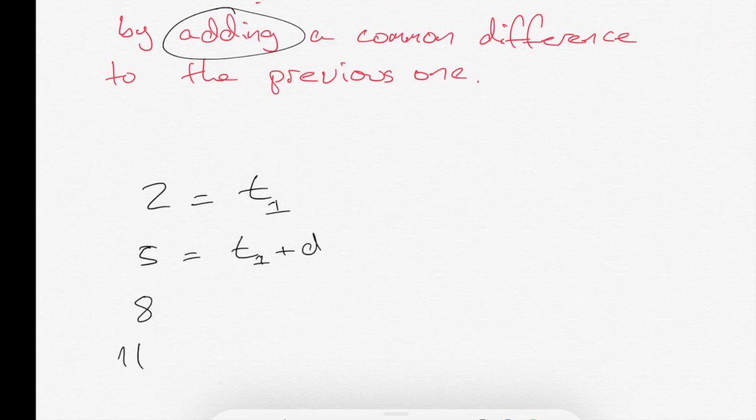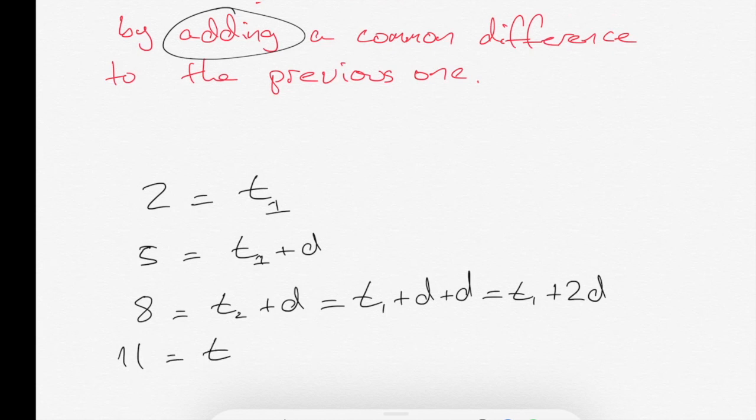And this one here is going to be term 2 plus the difference. And term 2 is term 1 plus the difference. So we can write that as term 1 plus the difference plus the difference, which we can write as term 1 plus 2 times the difference. And this one here we can write as term 3 plus the difference, which is the same as term 1 plus 3 times the difference.